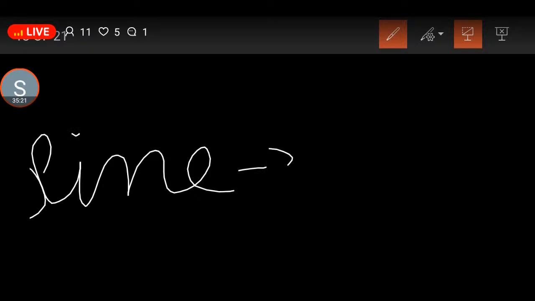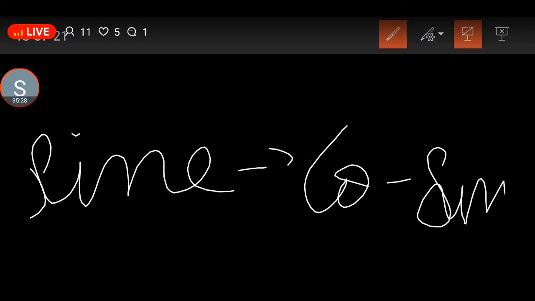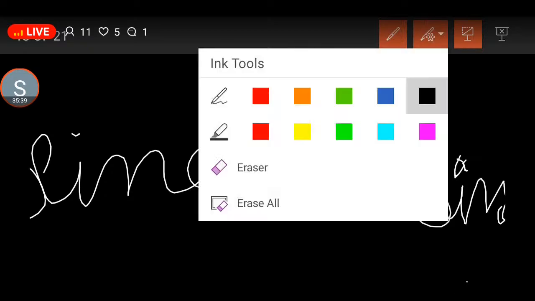What is the full name of cos? Cosine. This is the full name of cos, that is cosine. We read it in a short term as cos. So please do remember the full names of this.